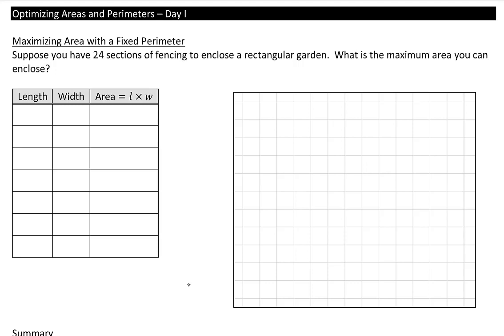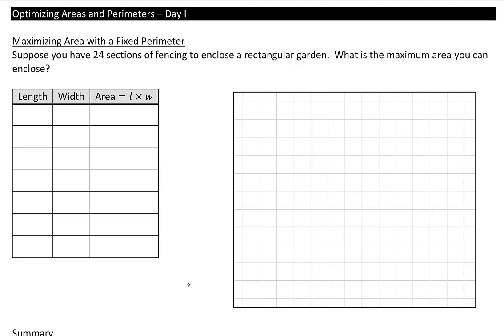In this video, we're going to look at optimizing areas and perimeters. So we're going to start by maximizing an area with a fixed perimeter. Suppose you have 24 sections of fencing and wish to enclose a rectangular garden. What is the maximum area you can enclose?